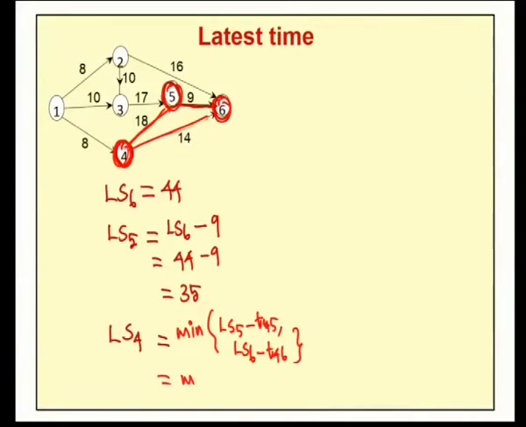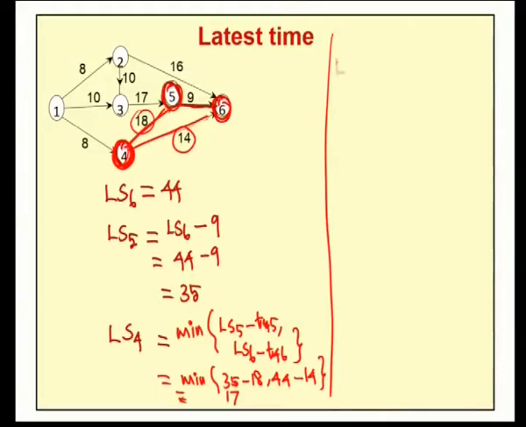So, the value is the minimum of LS5, which is 35, minus 18, since for activity 4 to 5 the duration is 18 days. Then for activity 4 to 6, the LS6 value is 44 minus the normal time, which is 14. Now, the minimum among these two values is 35 minus 18, which is 17. Therefore, for node 4 the latest time is 17.